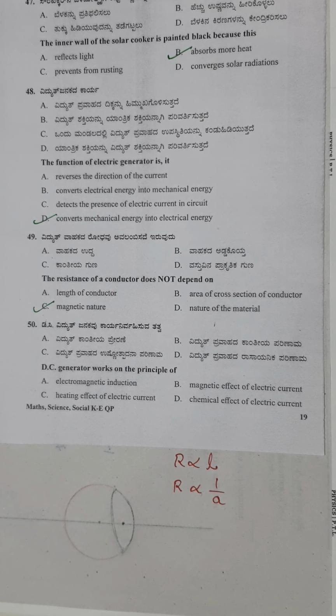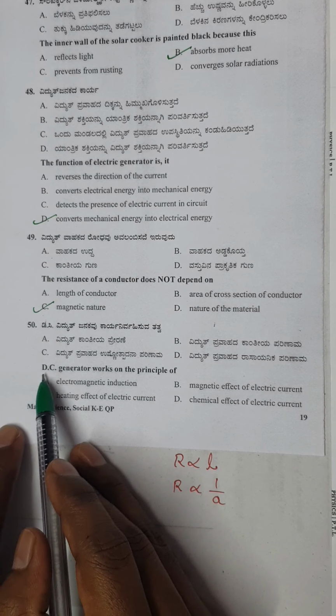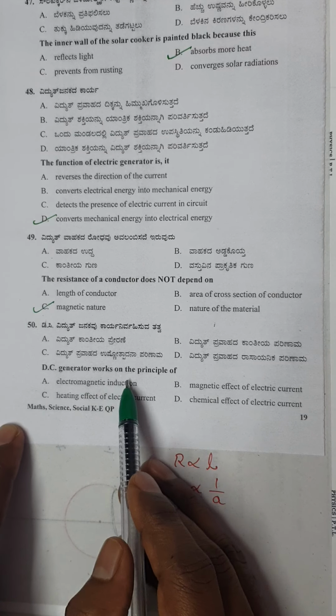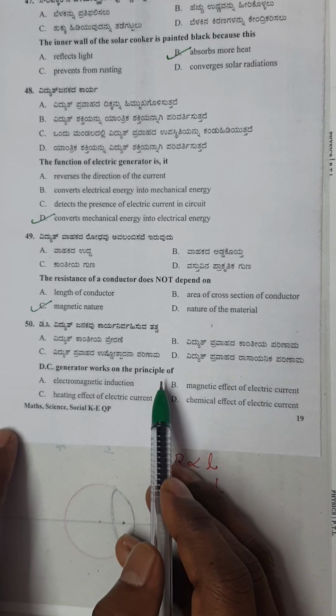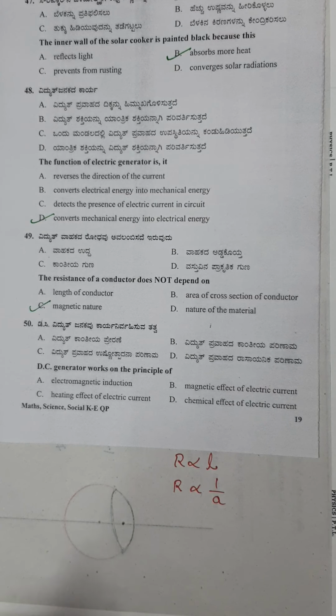Let's move on to the last question for this short session, question number 50. The question goes like this. DC generator works on the principle of. So what is the principle on which the DC generator works? As we have just seen, either AC or DC, the generators work on the principle of electromagnetic induction. Is it clear? I repeat, the AC or DC generator works on the principle of electromagnetic induction.